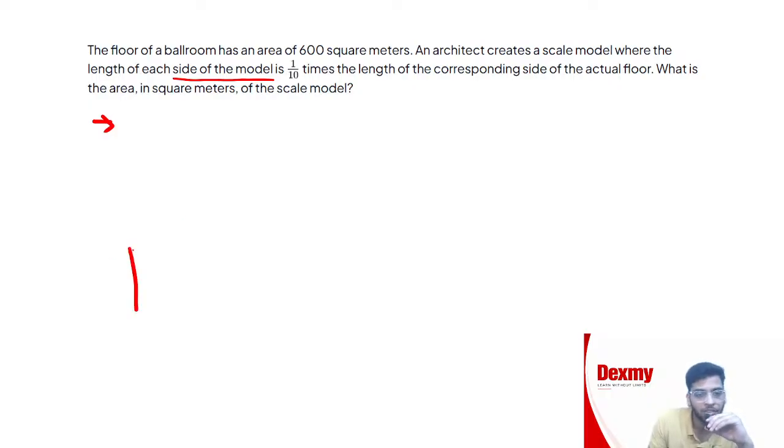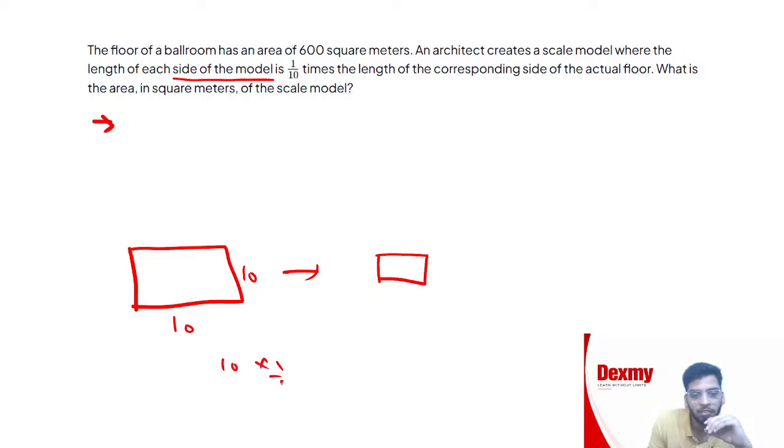First of all, I'll tell you what the question says. For example, it is a square, and you have converted it by a multiplication scale into a smaller square. So if the height was 10 for each side, it is converted to 1 by 10 times. So 10 times 1 by 10 will be 1. So each side will be 1. Now you can compare.